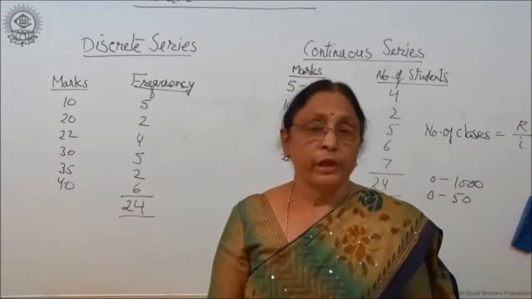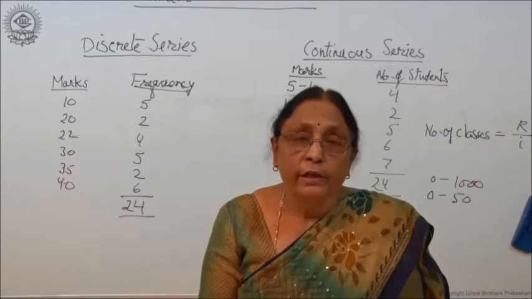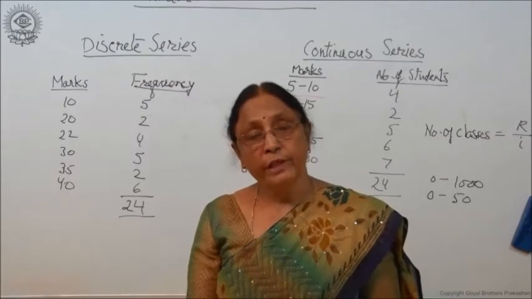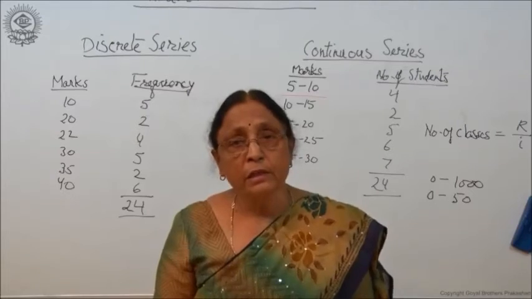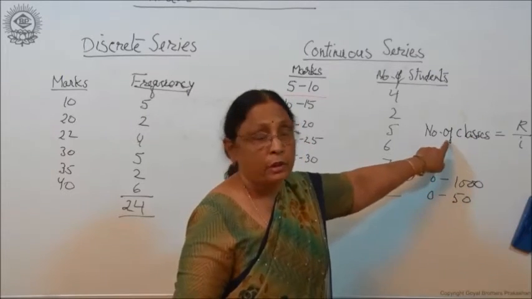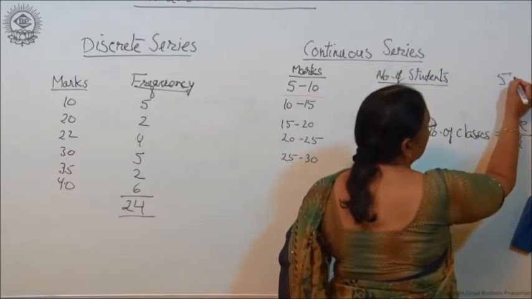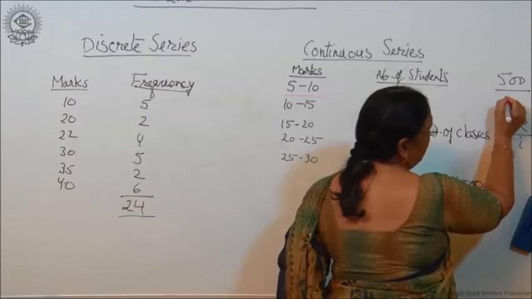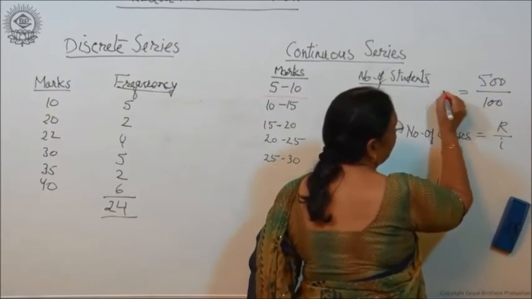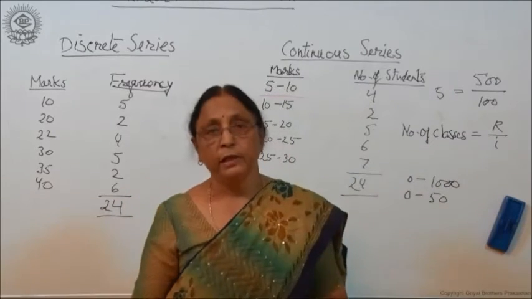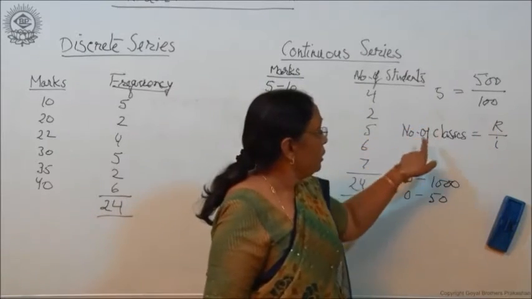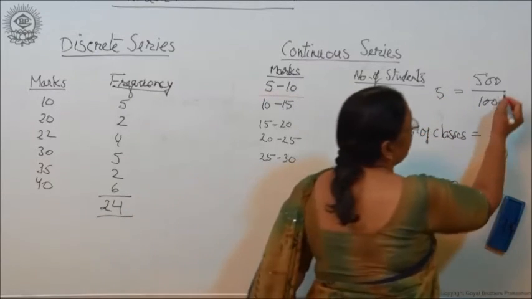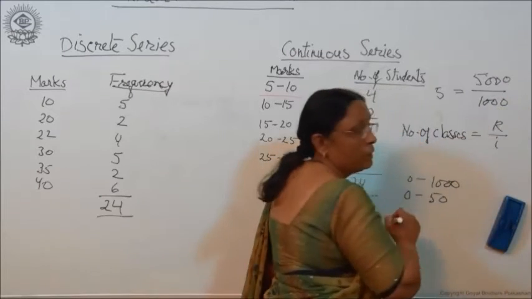As I told you, suppose there are 500 children in a particular locality and you are doing the investigation of 500 children. Then if you want 5 classes, what class interval will you take? 500 divided by the class interval, that is 100 you will take, and the number of classes will be 5, right? So the number of classes will become 5 when you take the class interval of 100. If there are 5,000, then you can take the class interval of 1,000.